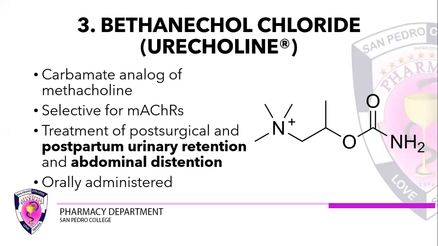Okay, next drug, we have bethanechol chloride. Bethanechol is like the combination of the first two agents. It is a carbamate analog of methacholine. This means it is also selective for muscarinic receptors, and it is also orally administered. Bethanechol is approved for the treatment of post-surgical and postpartum urinary retention and abdominal distension.